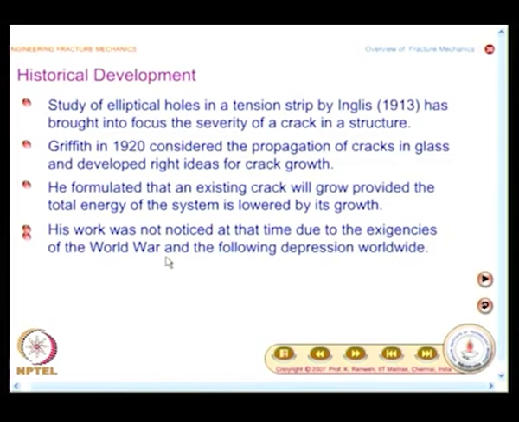The contribution of Inglis, you have to appreciate, he was able to bring out analytically that crack is much more dangerous. Even though Griffith was able to formulate his ideas, his work was not noticed at that time due to the exigencies of the world war. It happens, somebody does scientific work, only if there is peace all around, people will notice what is his contribution. And after the world war, there was also depression. So, people were worried with day to day living. So, they were not really worried about science. So, it was not noticed.